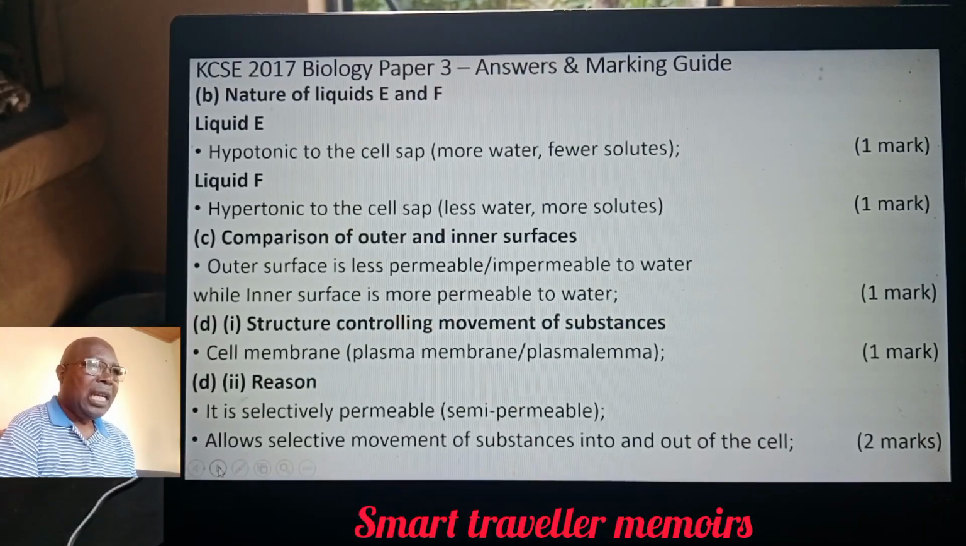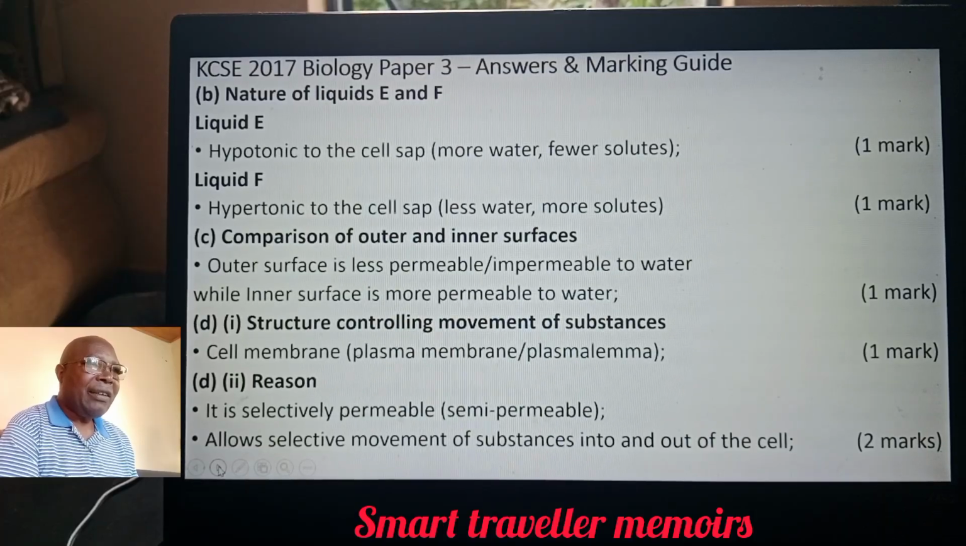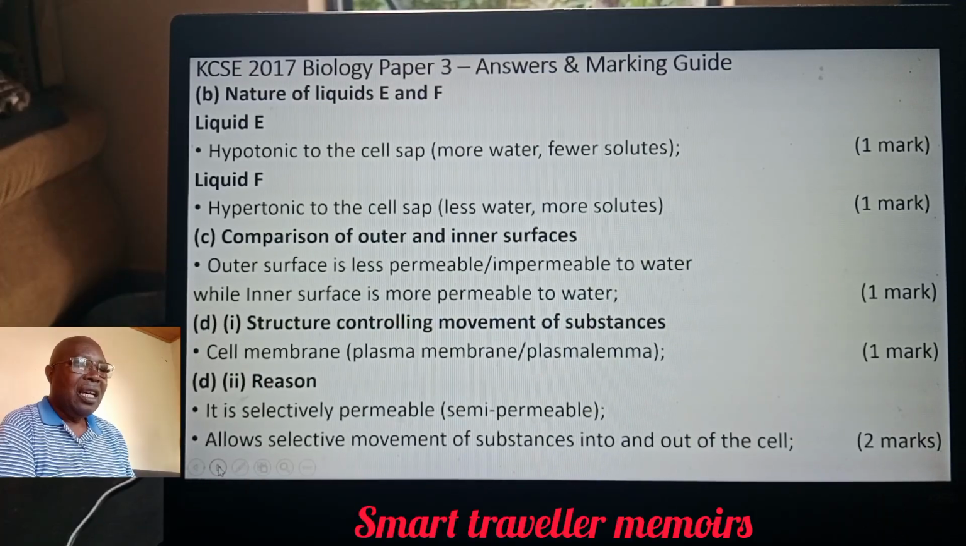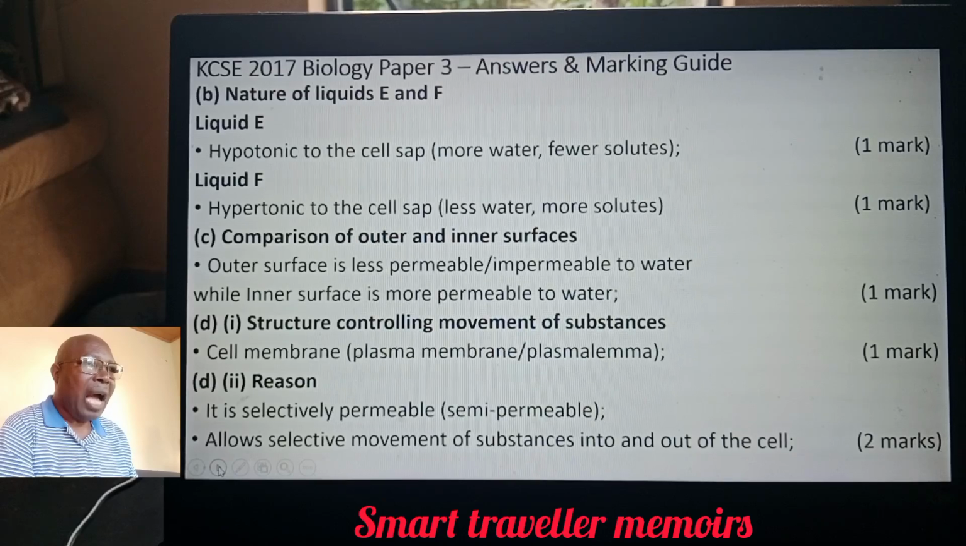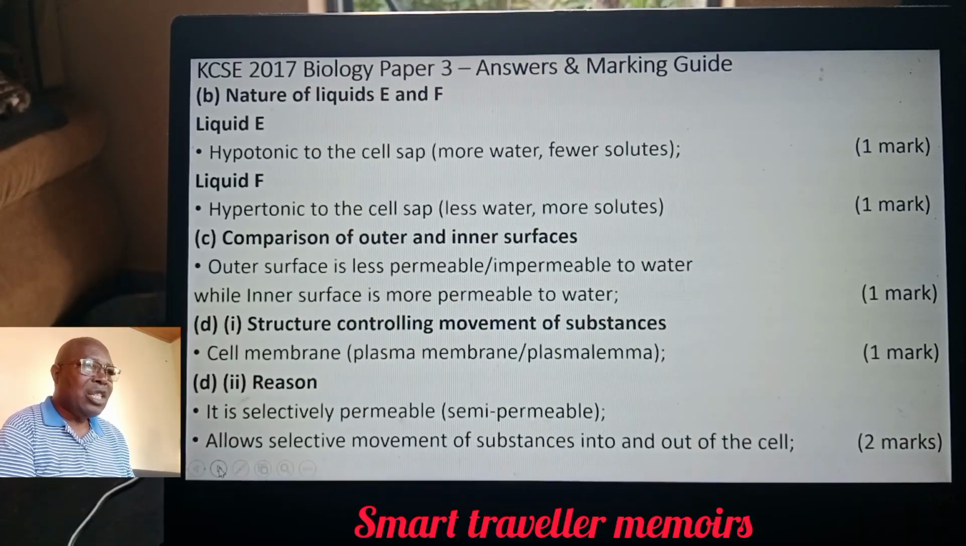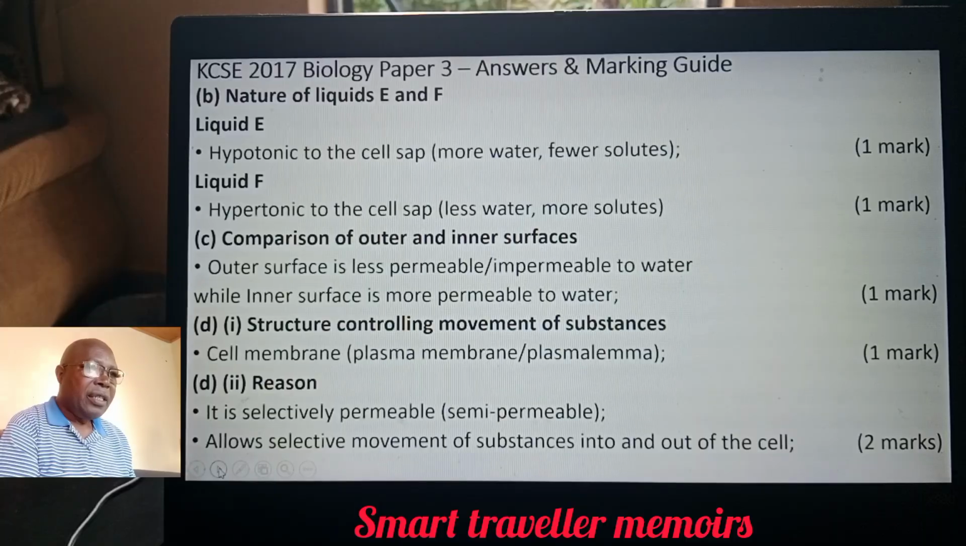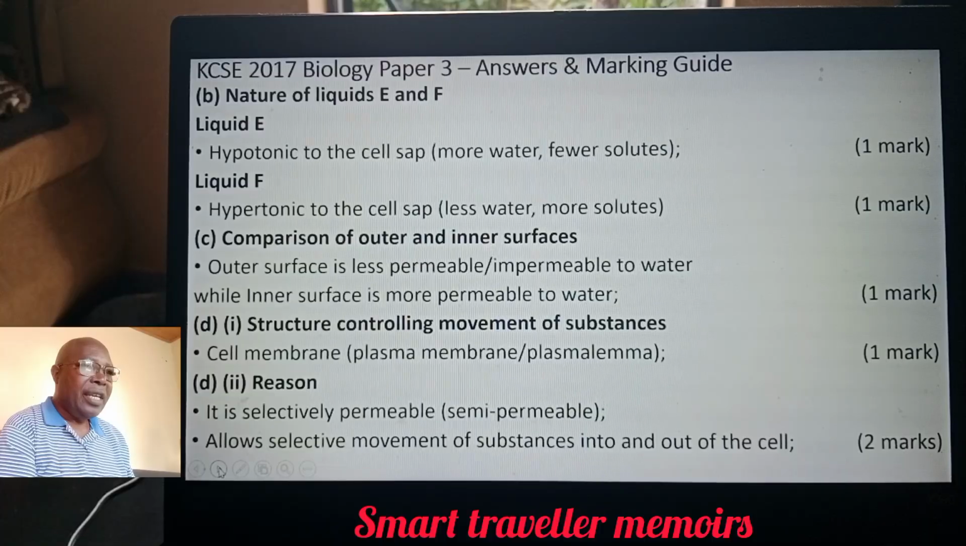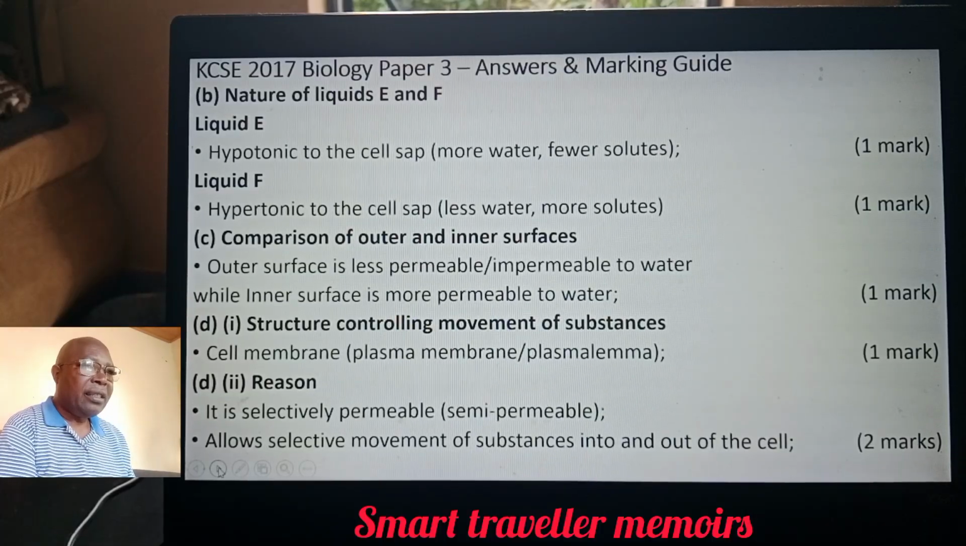B, nature of liquids E and F. Liquid E, hypotonic to the cell sap, that is more water, fewer solutes. Liquid F, hypertonic to the cell sap, that is less water, more solutes. C, comparison of outer and inner surface. Outer surface is less permeable, or you say impermeable, to water, while inner surface is more permeable to water.